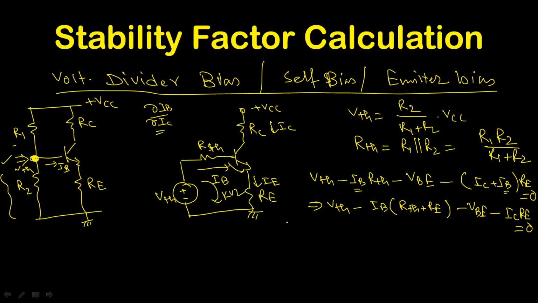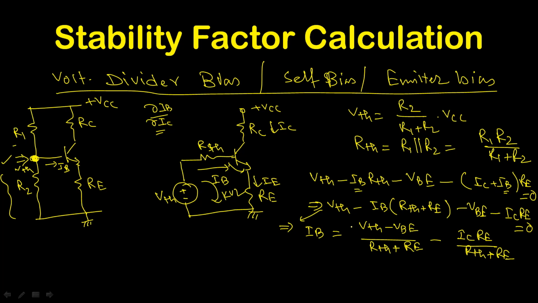So if I calculate the del IB by del IC parameter here, let's calculate IB first. IB equals VTH minus VBE divided by RTH plus RE, minus IC RE by RTH plus RE. So this is the result for IB we are getting from this equation.